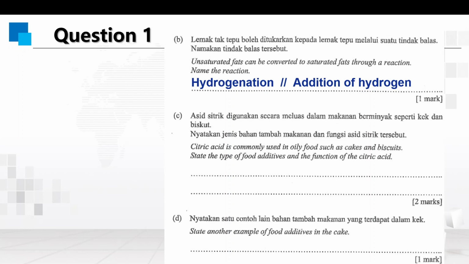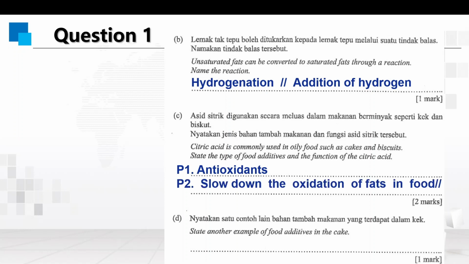C, citric acid is commonly used in daily life, such as in cake and biscuits. State the type of food additive and the function of the citric acid. Citric acid is an antioxidant. Its function is to slow down the oxidation of fats in the food, or to prevent oily or greasy food from becoming rancid.